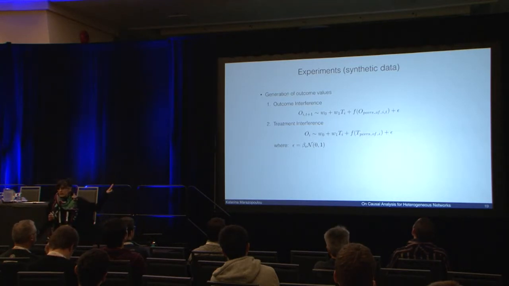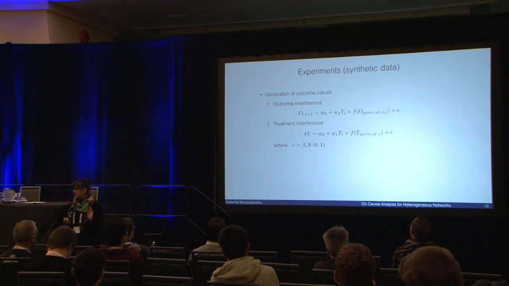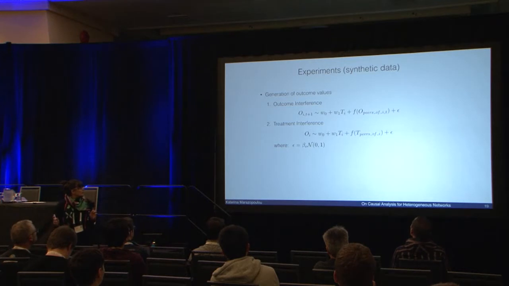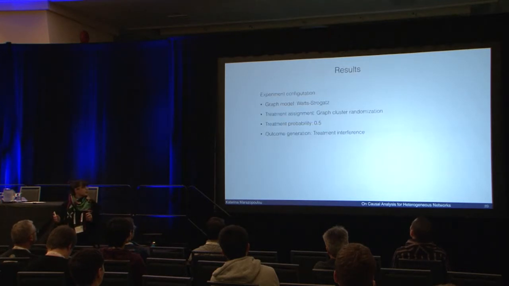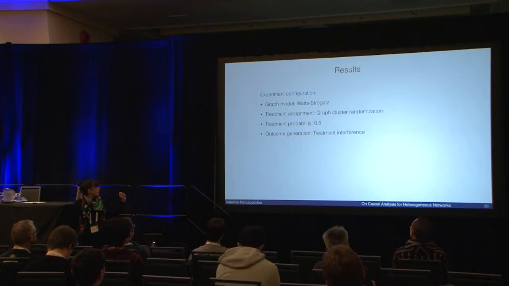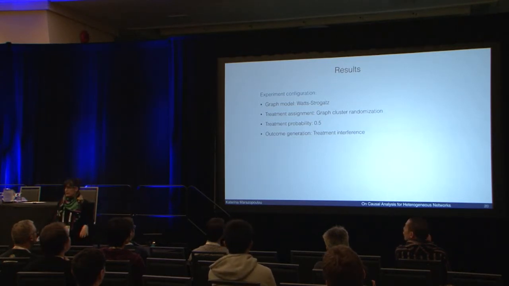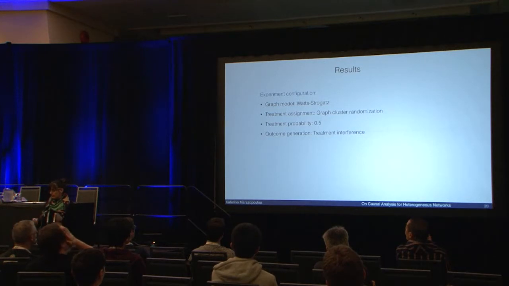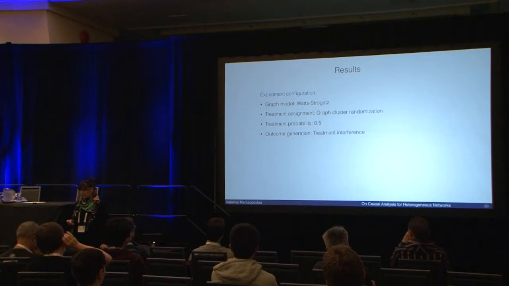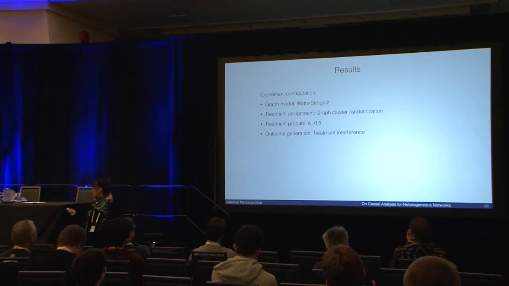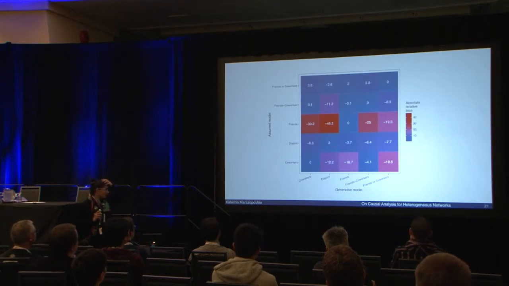So as you can imagine, this gives us many configurations. I'm not going to show you the results for all of them. To start with, I'm going to show you results for just one of these configurations. So when the graph was a small world network, the treatment assignment was done using graph cluster randomization with probability 0.5. And the outcome generation was done using treatment interference.